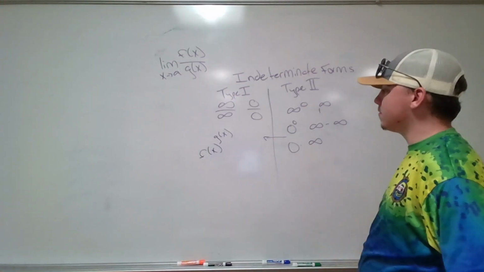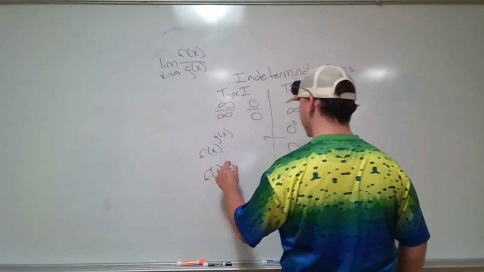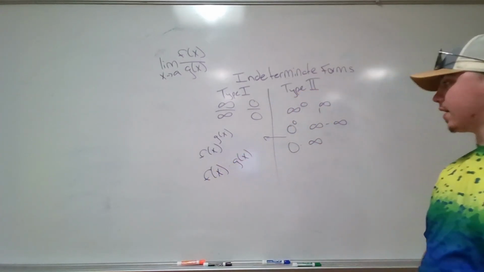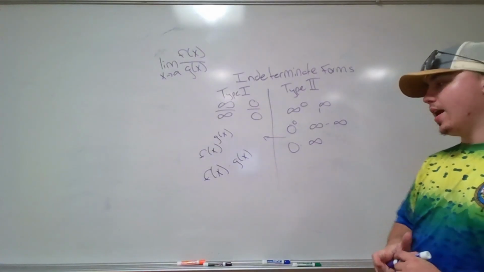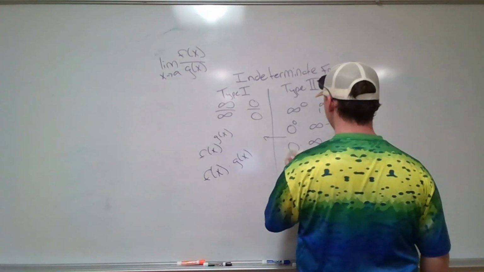Same for 0 times infinity. Let's say it was f of x times g of x. Limit as x approaches a, f of x goes to 0 and g of x goes to infinity. Boom, we have an indeterminate. And we have a problem. So L'Hopital's rule is the way that we get around this.